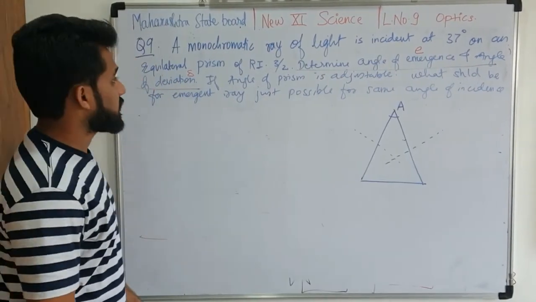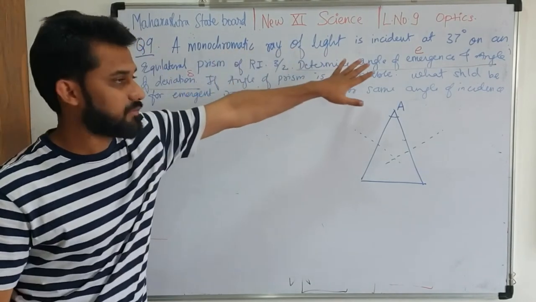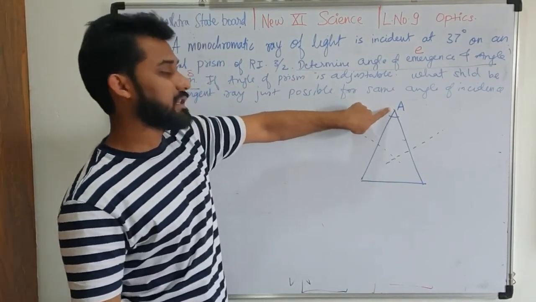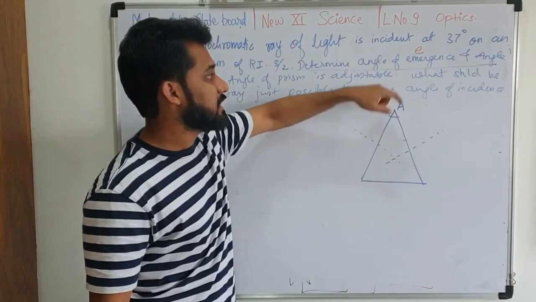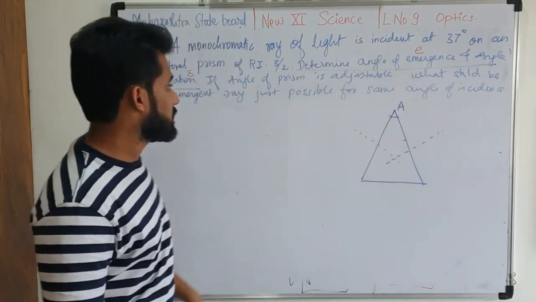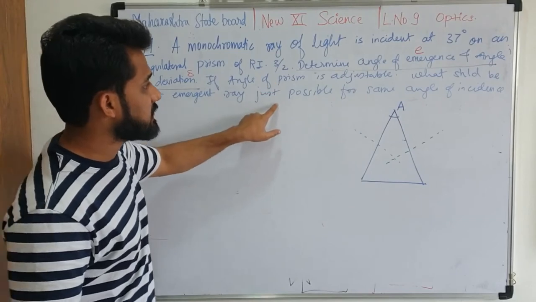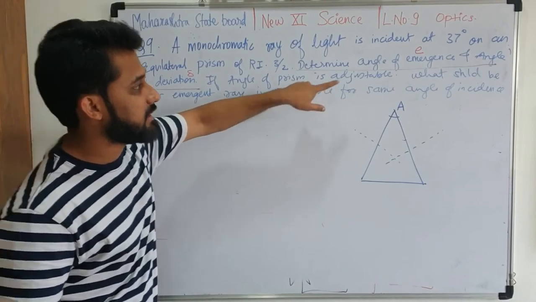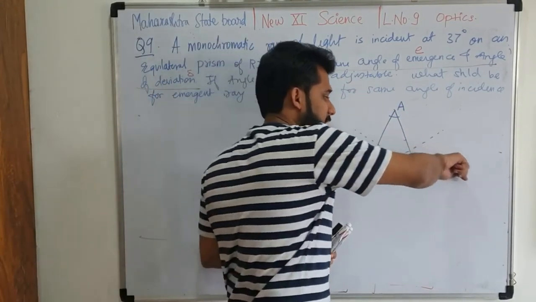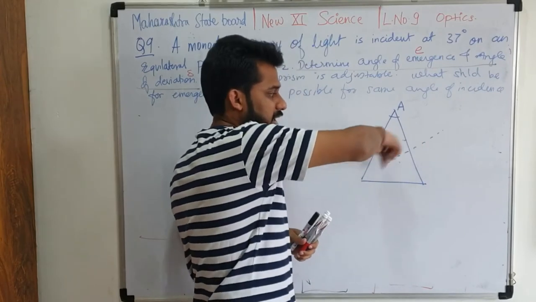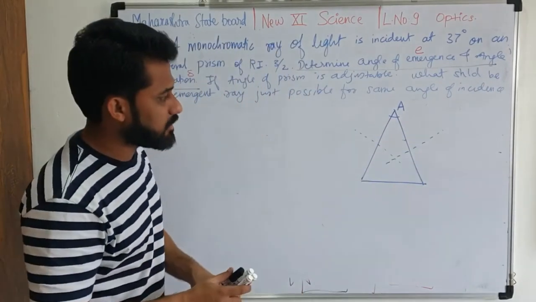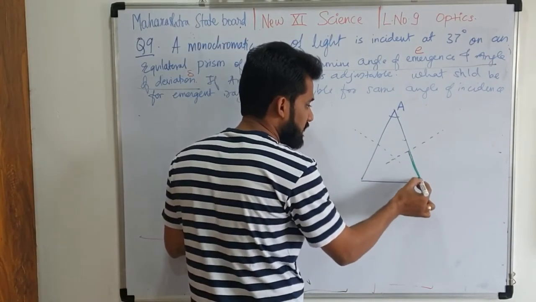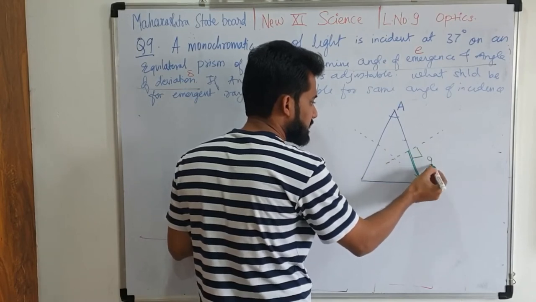Okay, so the second part of this question is, we have already solved the first part for E and delta. Now, if angle of prism is adjustable, means now this is not an equilateral prism, we can adjust that angle of prism, then for what value of angle of prism is the emergent ray just possible for the same angle of incidence? Means emergent ray will just come out. It won't get total internal reflected. It will just come out. If the emergent ray just comes out, we can assume that the emergent ray almost grazes the surface, means angle of emergence is 90 degree.